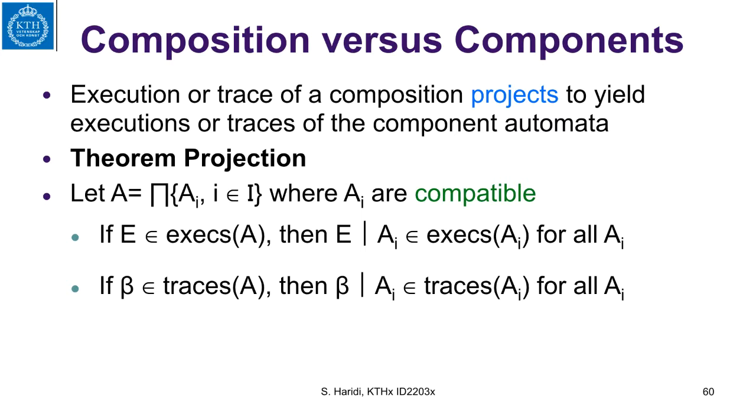So the first theorem we want to state is, given a global execution, an execution of a composed automata, we can project this execution into each component, and we get a legal execution of each component. So execution or traces of a composed automata will project to give us executions or traces of component automata.